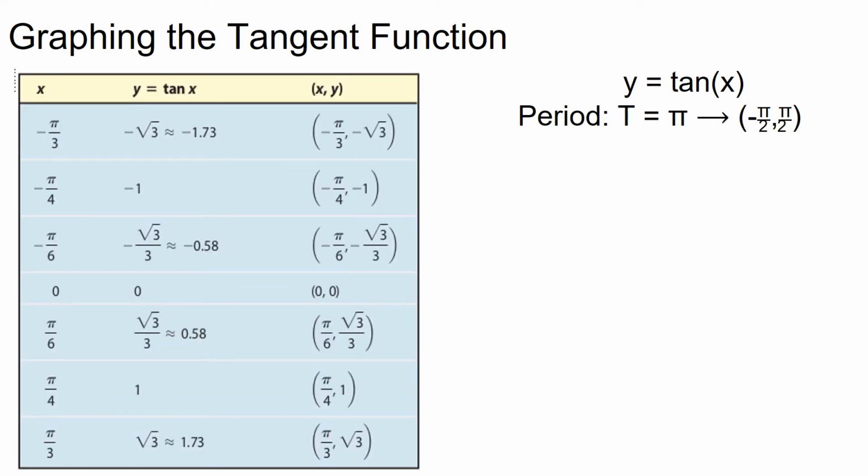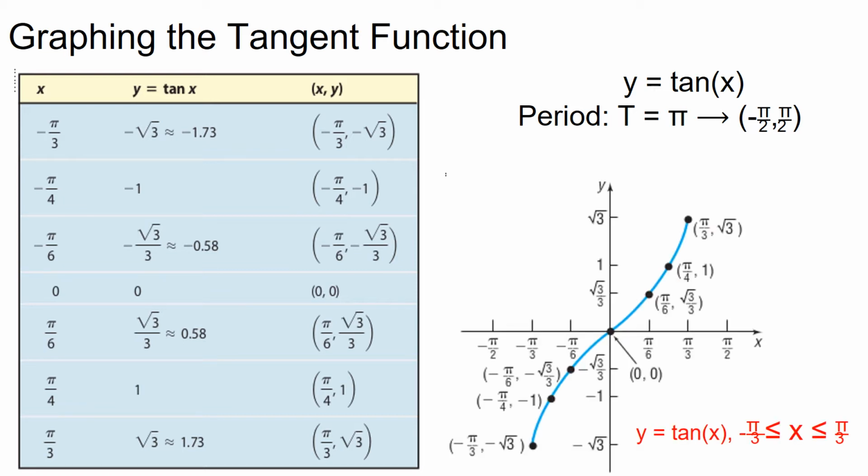The table on the left includes values of x for which we can readily obtain the tangent. The last column lists them in ordered pairs, which we can graph. And here's the resulting graph. Notice that the values of x are between minus pi over 3 and pi over 3. This is a good start, but the interval we're considering extends from minus pi over 2 to pi over 2, so we need to find a way to graph the rest of the function in the interval.